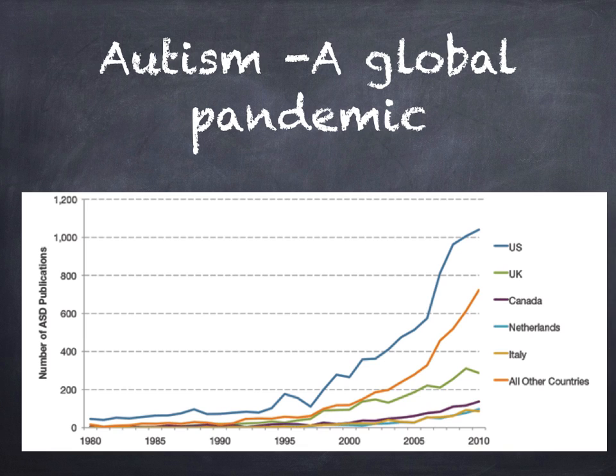But this is something that's affecting all countries. The second line you can see is the orange line. This is something that's affecting every country in the world with increases in autism. However, there are some differences. Some countries seem to be more affected and other countries seem to be less affected.